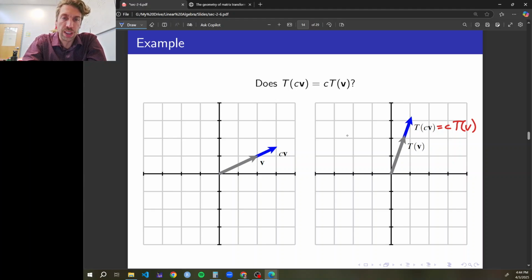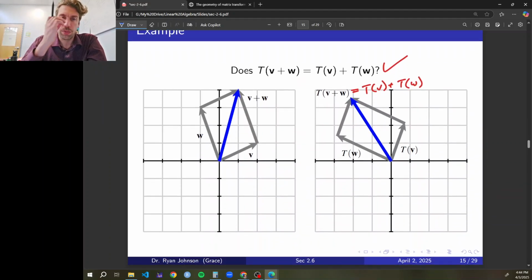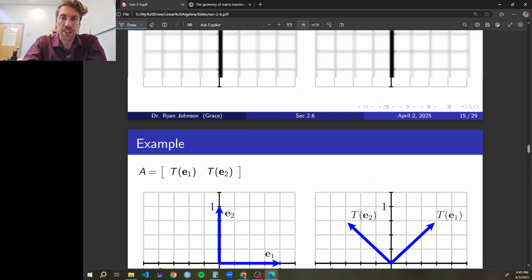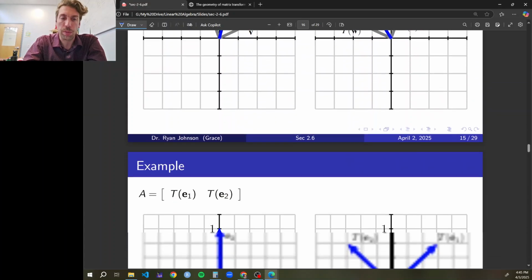Well, check out, I'm going to do this as a little proof by picture. Here's v, here's c times v. Here's T of v, here's T of cv. Because the angle change is the same there, we see that T of cv equals c times T of v. All right, and then let's check out the other one. If I've got vectors v and w that add up to the blue line, v plus w, then if I rotate everything 45 degrees, I still have T of v and T of w, and T of v plus w is equal to T of v plus T of w. So that checks out. And so that means this is a function that we can describe with a matrix.